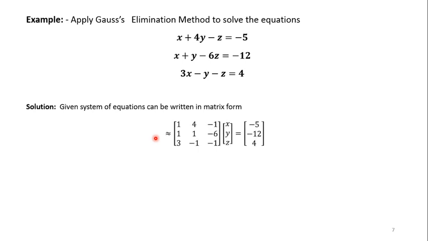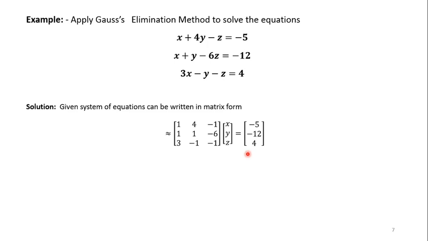And in matrix form, everybody is well acquainted with this. How can we write a system of equations in matrix form? You have studied that at first year level. So the first equation has the coefficients 1, 4, minus 1, and the second equation has coefficients of x, y, z: 1, 1, minus 6. The third equation has the coefficients 3, minus 1, minus 1, with x, y, z, and the constants minus 5, minus 12 and 4.